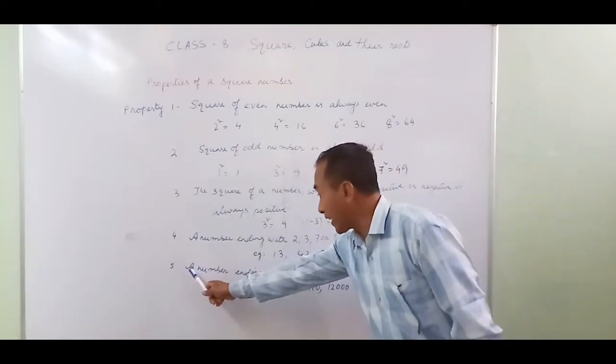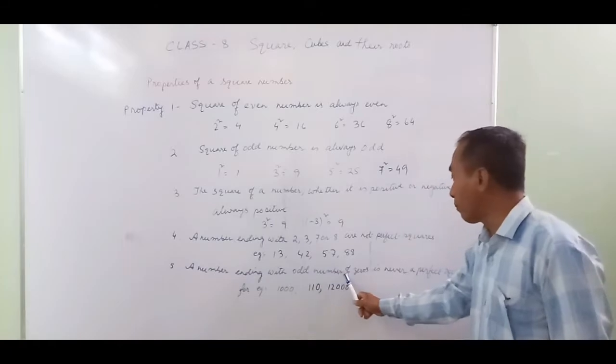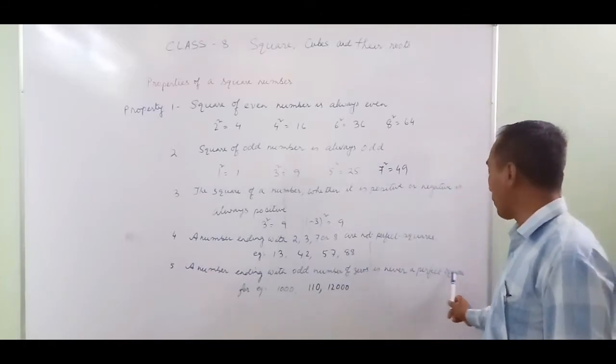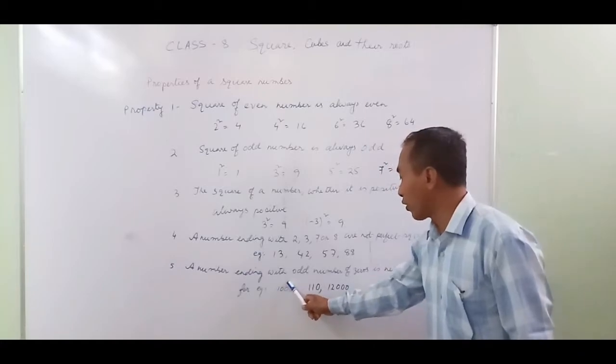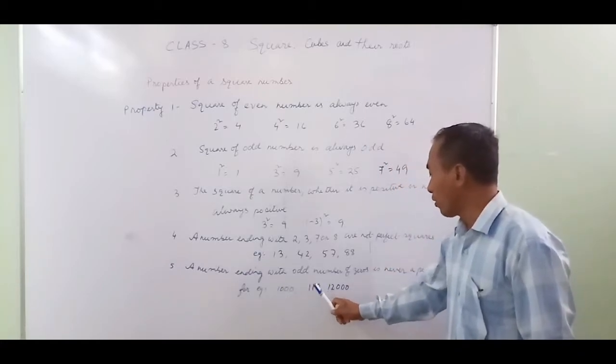Another property is that a number ending with an odd number of zeros is never a perfect square. For example, here 1, 2, 3, 3 zeros, odd number. Here 1 zero, odd number.